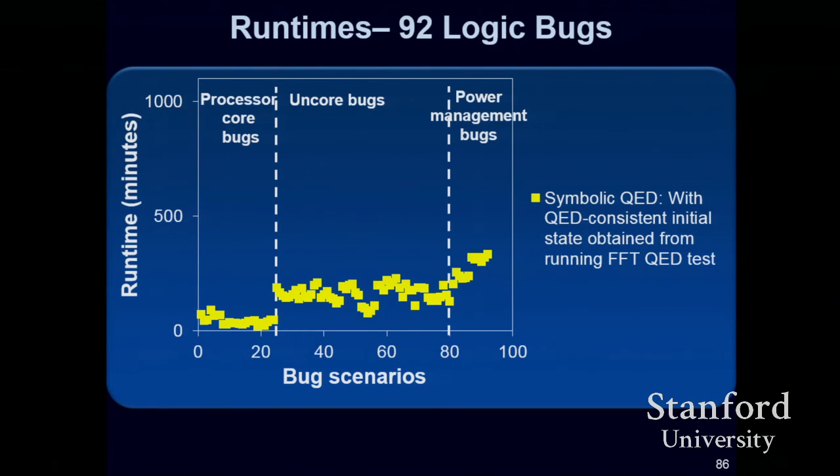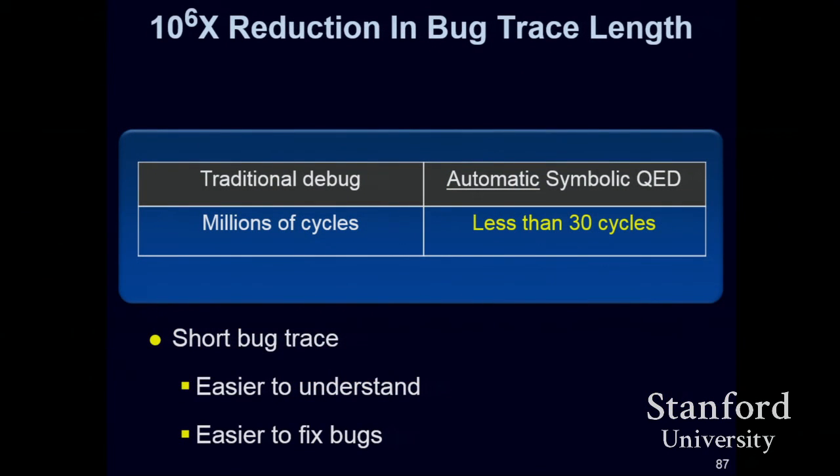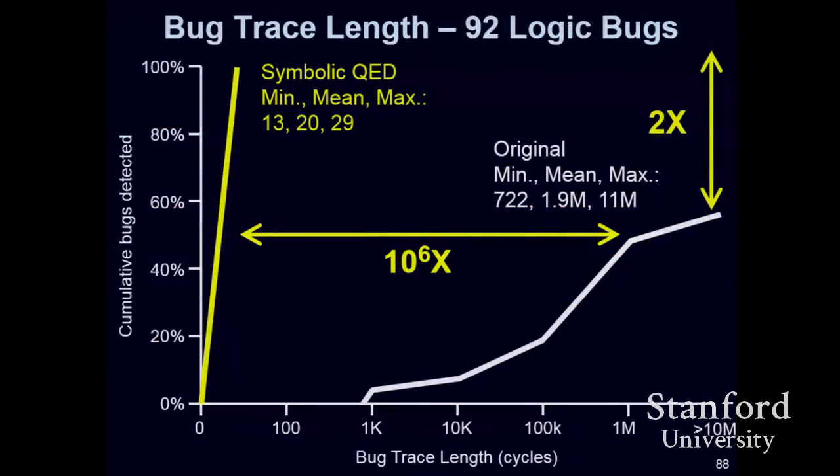Okay. And just another point here, we basically ran Symbolic QED with an initial state obtained by running an FFT QED test. And I'll show you, or if not I'll tell you, a comparison of what happens if you run QED versus Symbolic QED. Okay, now here's where the real magic happens, the reduction in the bug trace, okay? I'm not sure I actually have the results comparing with QED. I don't. Okay, so let me just tell you.